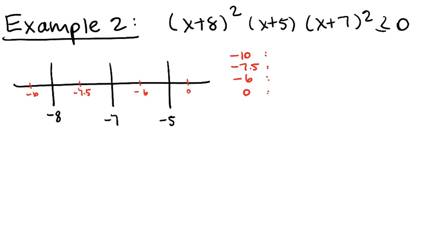All right. Now the thing is, with x plus 8 squared and x plus 7 squared, those are both always going to be positive. The only time they wouldn't be positive is when there's 0, which would happen at one of our splitting points, but those are not the points I'm testing. So I know that the first factor and the third factor are always going to be positive.